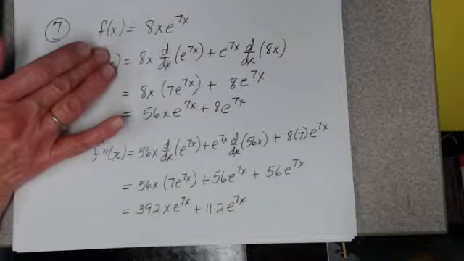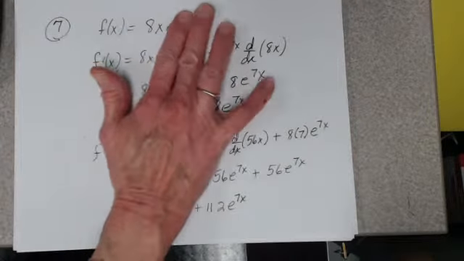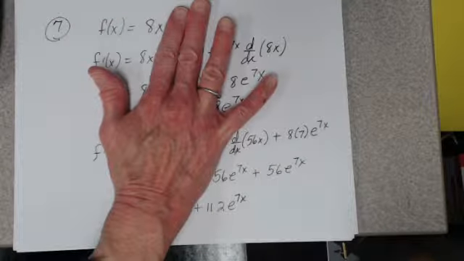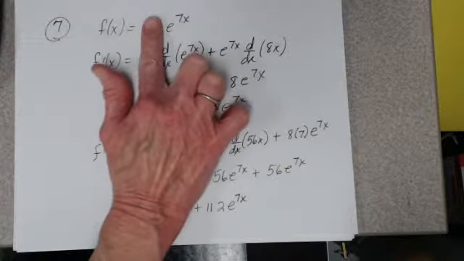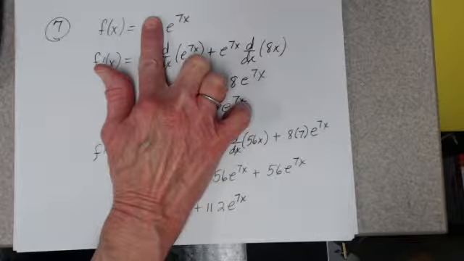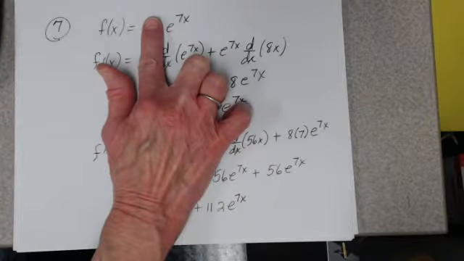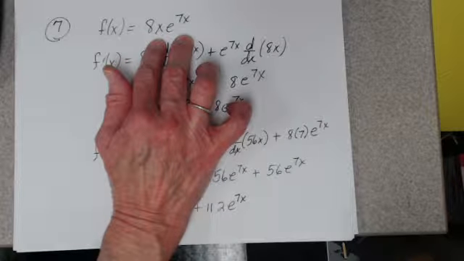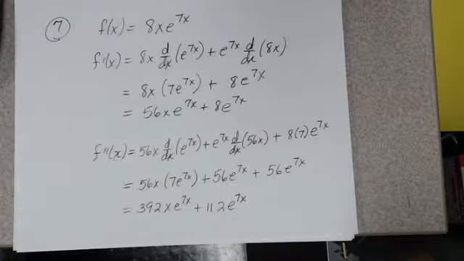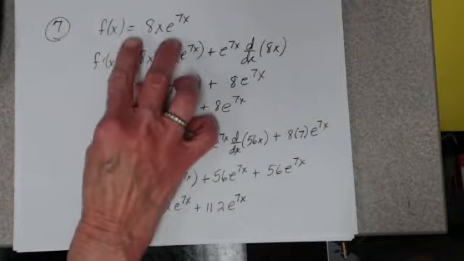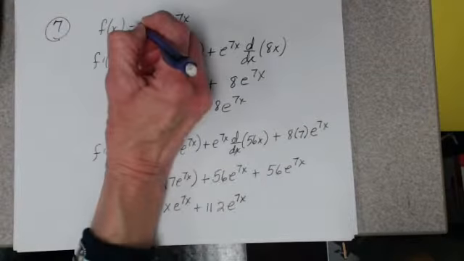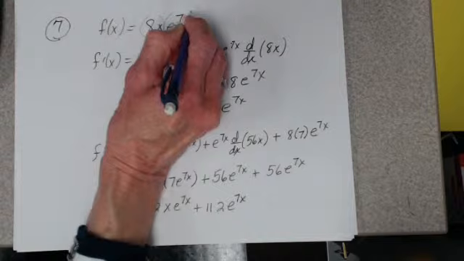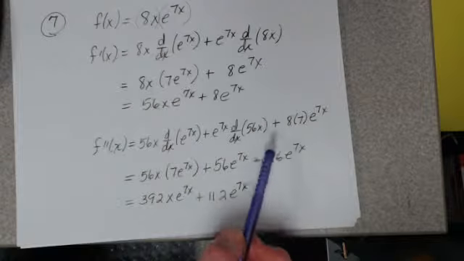I've got the function f of x equals a multiple of the identity function, 8x, times the exponential function base e, and e is being raised to the 7x power. So I've got a product of functions, and that's how I'm going to treat this problem, using the product rule. I'm going to group together 8x, then the exponential function e to the 7x.